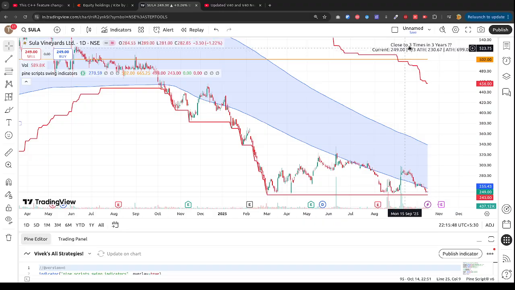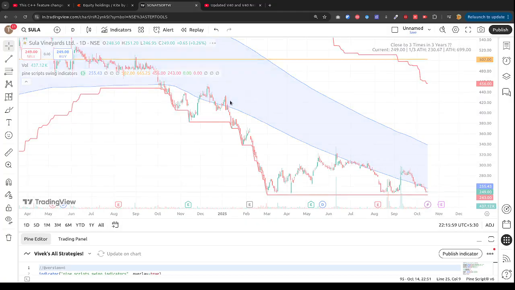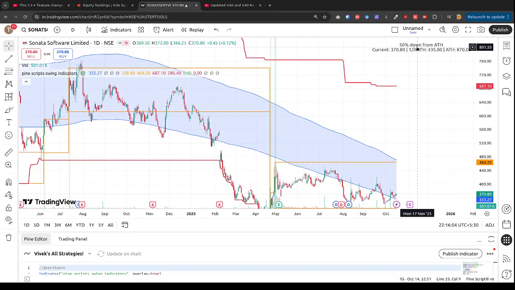Yeah, so this is a top label which has come up right now. We can go to another company called Sonata Software, and Sonata Software is actually 50% down from all-time high. And this is also a very elegant way to just check if the stock price is 50% or 67% lower than its all-time high. These are the indicators whatever he teaches in the course.